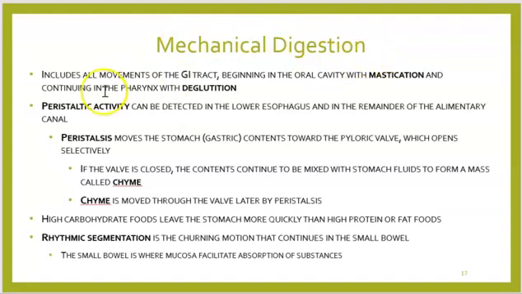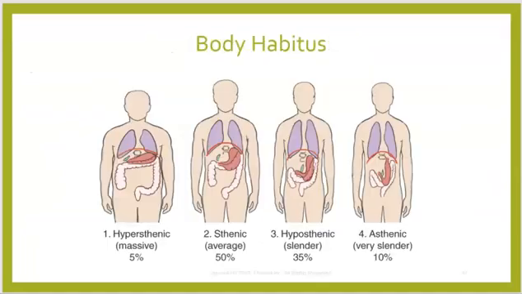So there's mechanical digestion. That includes anything basically with movement. So mastication or chewing, deglutition, peristaltic activity is one important thing to remember. Peristalsis. This is what moves the stomach contents toward the pyloric valve. If the valve is closed, the contents continue to be mixed in the stomach until it's allowed to go through. Rhythmic segmentation is the churning motion that continues in the small bowel. So you can see it's any type of motion in the body, mouth, esophagus, body, and so on, that moves these contents of the digestive system along.